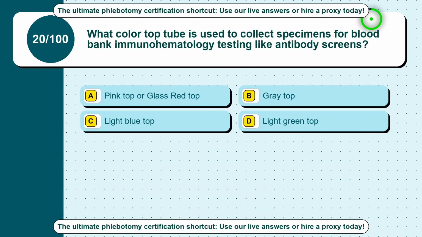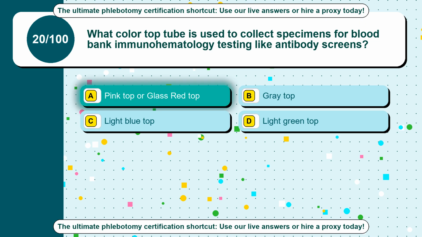Question 20. What color top tube is used to collect specimens for blood bank immunohematology testing like antibody screens? Option A, pink top or glass red top. Option B, gray top. Option C, light blue top. Option D, light green top. The correct answer is option A, pink top or glass red top.